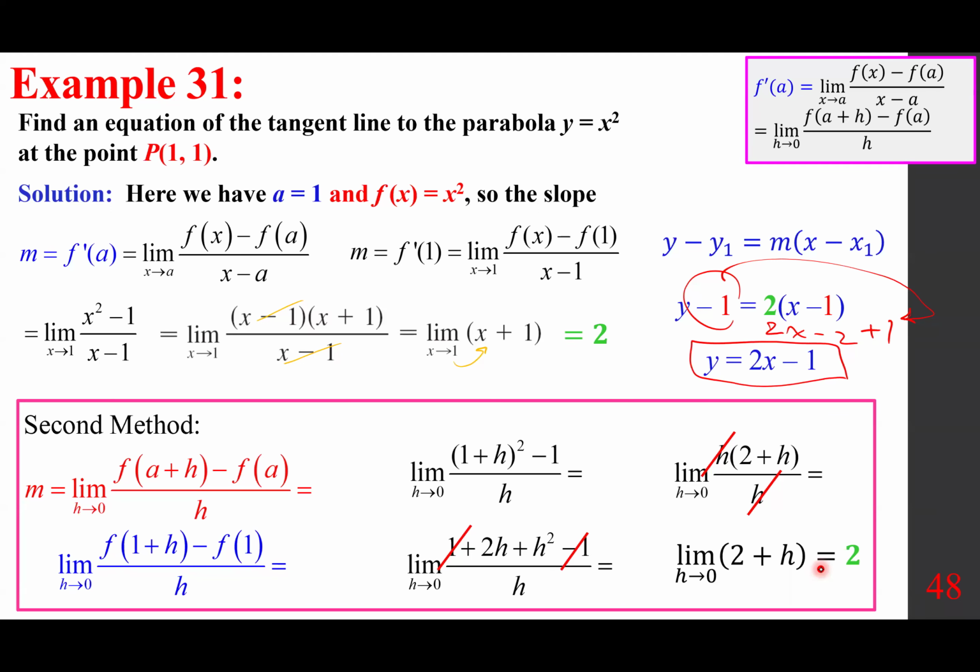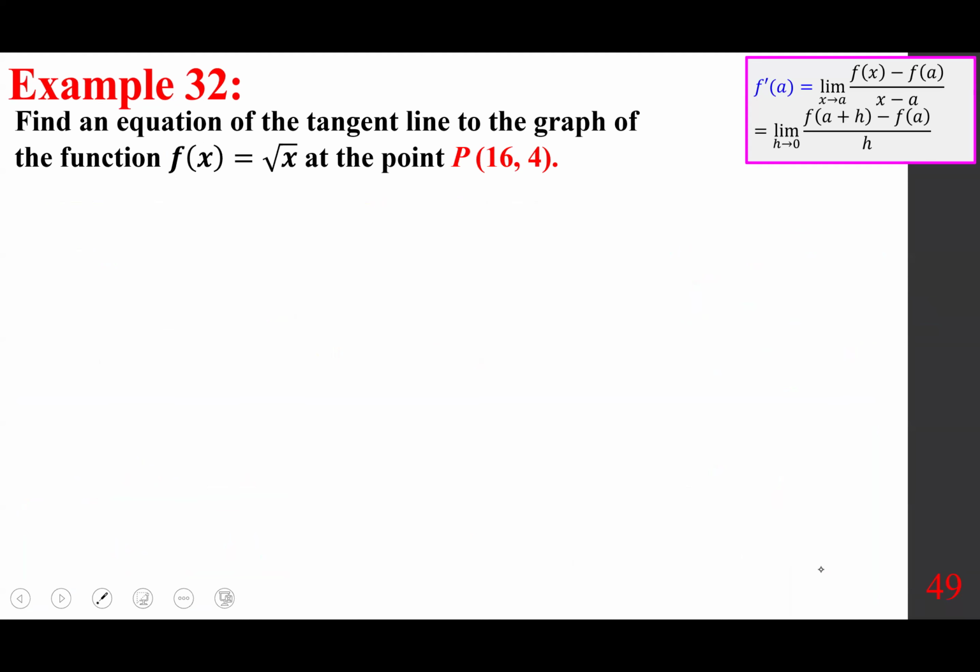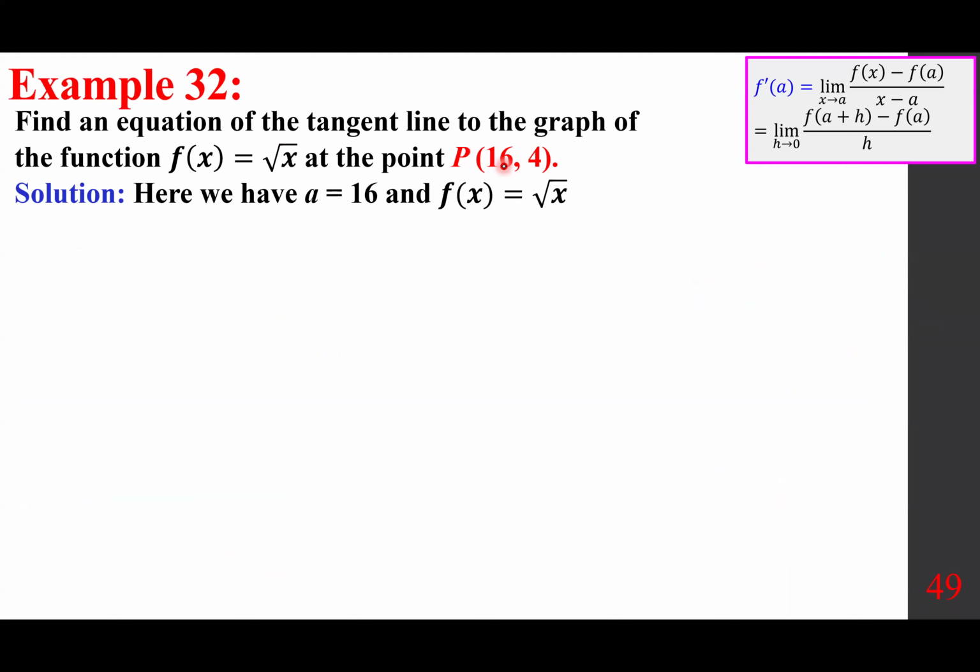We are going to look at one more example of that. Find an equation of a tangent line for this function at this point. Again, even if they give you x, that's good enough. For example, let's say they said x is 25, then y becomes 5. In this case, of course, a is 16, and f of x is square root of x.